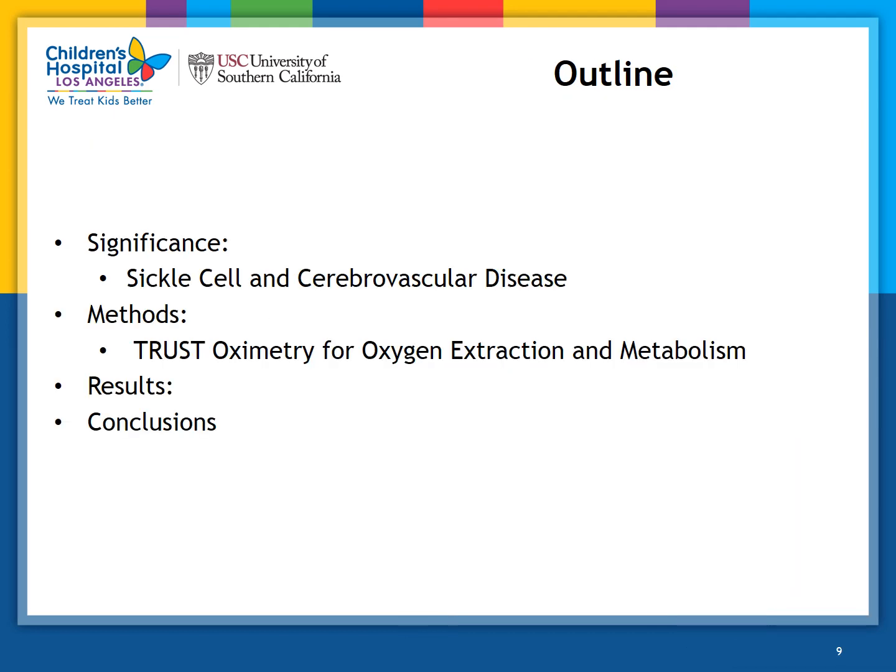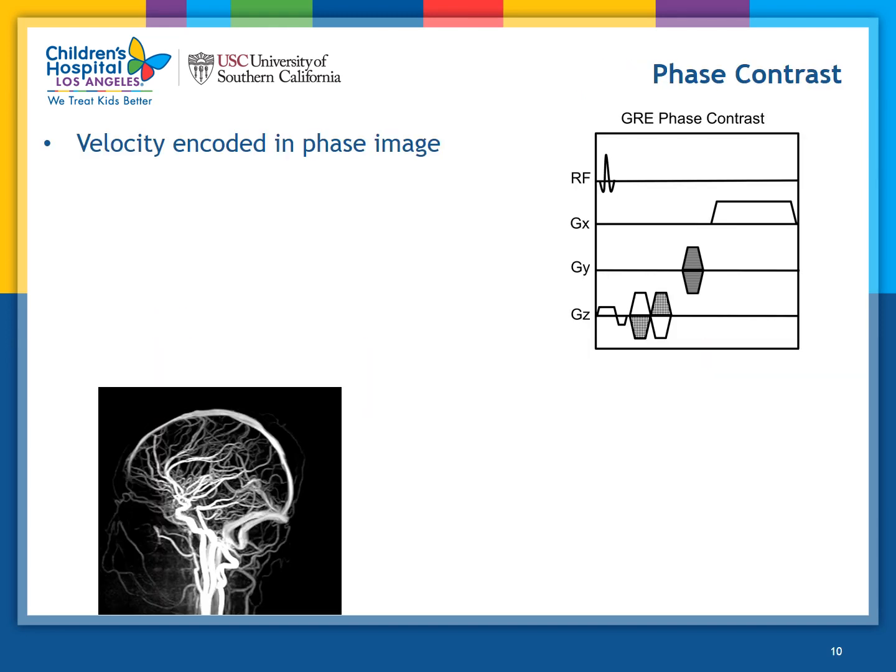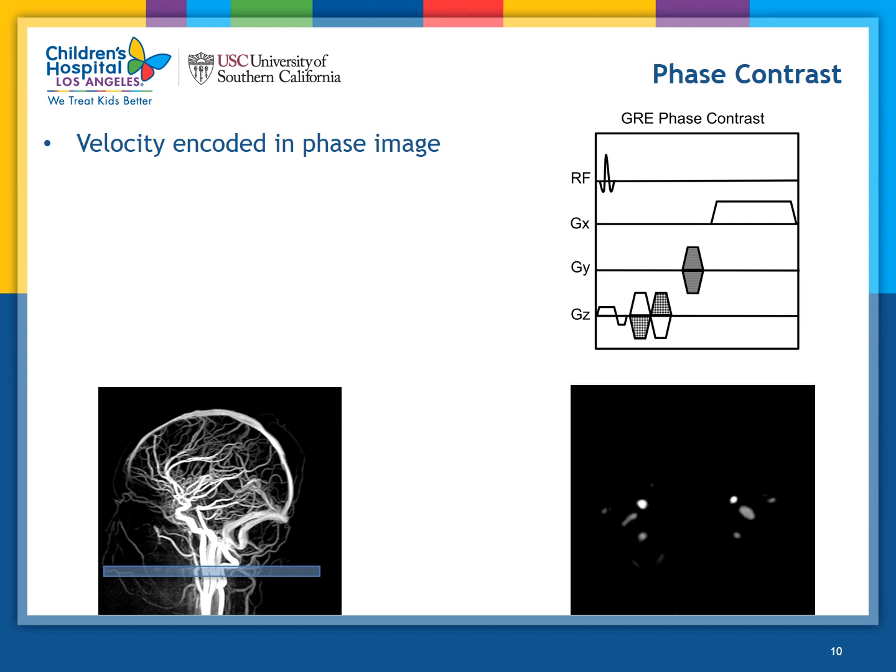Now that we've covered the background and significance, let's move on to the methods used in this study. So the first method used in this study was phase contrast MRI for quantification of global cerebral blood flow. Phase contrast works by using a pair of bipolar gradients to encode the velocity into the phase of the image. Subtraction of two images with equal and opposite phase accrual is then used to isolate moving spins and calculate a velocity image. By performing 2D phase contrast in the neck, and calculating the velocity times the cross-sectional area of the 4 feeding vessels to the brain, global cerebral blood flow can be easily calculated.